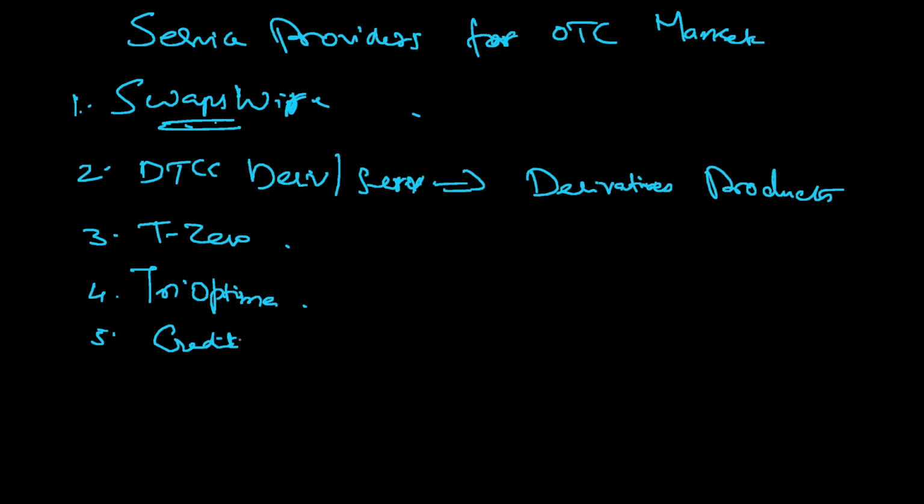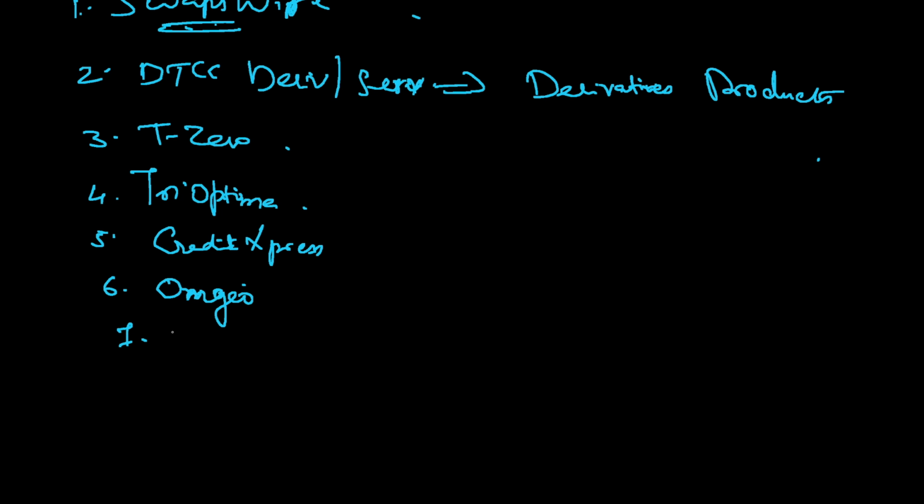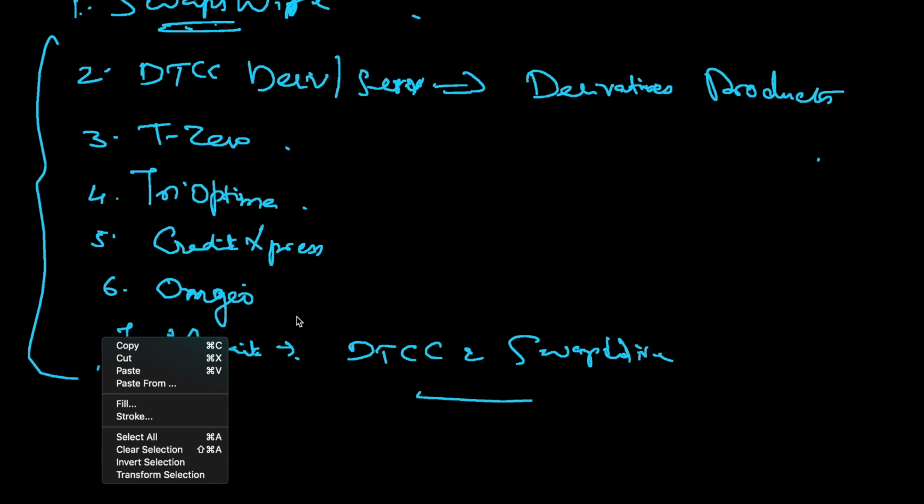Then Credit Express. This provides support to automate post-trade processing for OTC bonds and credit derivatives. Omgeo provides the Omgeo trade match platform to do affirmations automatically. Then Markit. This company provides a platform for OTC equities, OTC derivatives, and structured financial products. They provide instant messaging platforms and support in reconciliations as well. And it can even talk to other platforms like DTCC and SwapsWire, so it can interact with other platforms as well. So these are some of the platforms used for the smooth functioning of the OTC market.